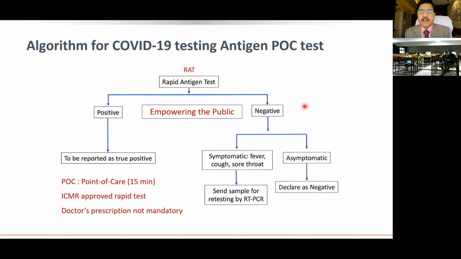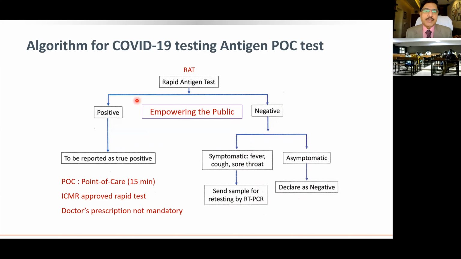And that rapid test, if it is negative, then what will happen? It could be a false negative or it could be a true negative. How do I know? If the patient is asymptomatic, we take it as a true negative and declare it as negative. If the patient is negative but still has symptoms like fever, cough, sore throat, then you do an RT-PCR. And if that is negative, of course they have a non-COVID disease. If that is positive, they are positive.